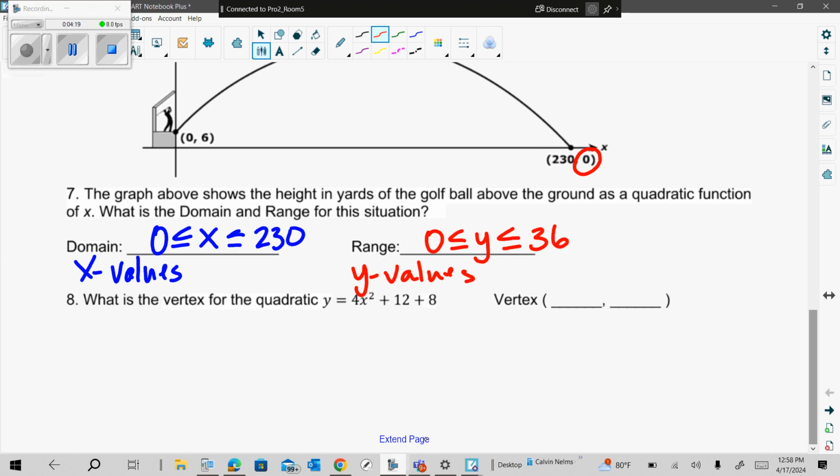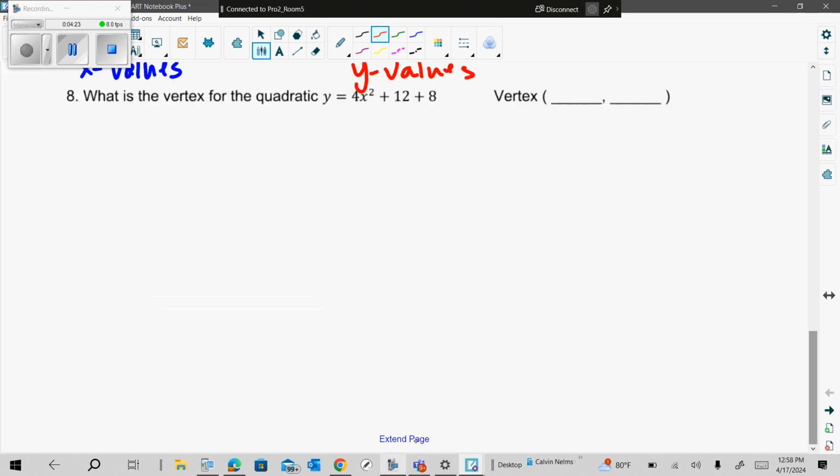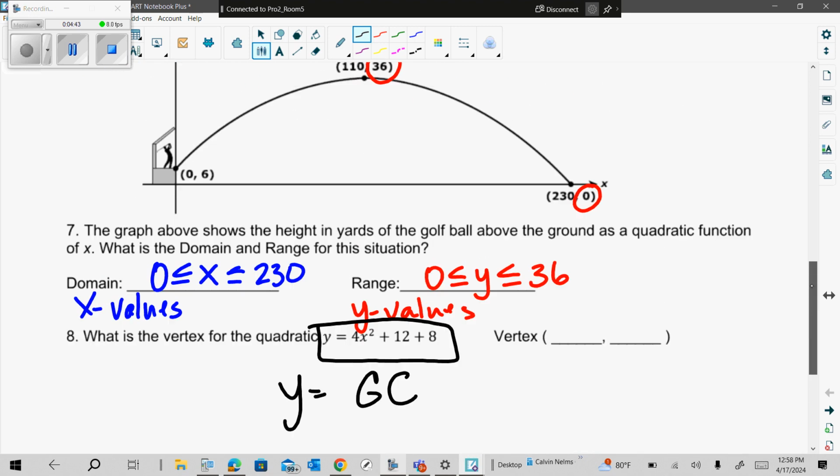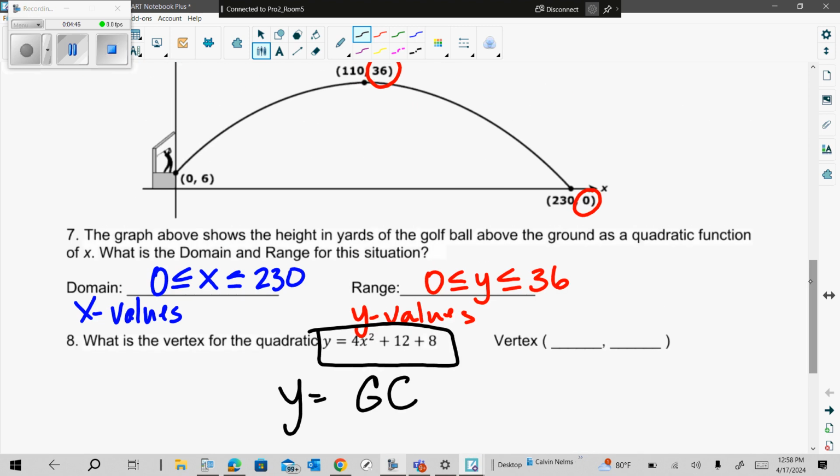Okay, now, what if you don't receive the graph, like on number 8? So what's our approach to find the vertex? Right here, anytime it's y equals, we should use our graphing calculator, GC. We have to put that on the test. That's what we've been doing.